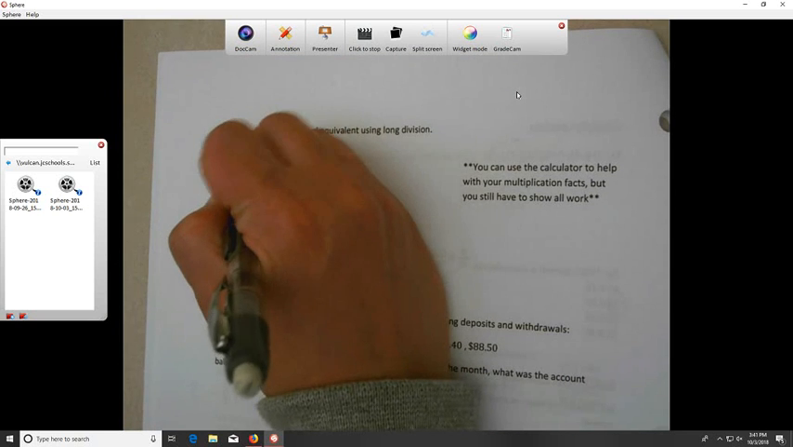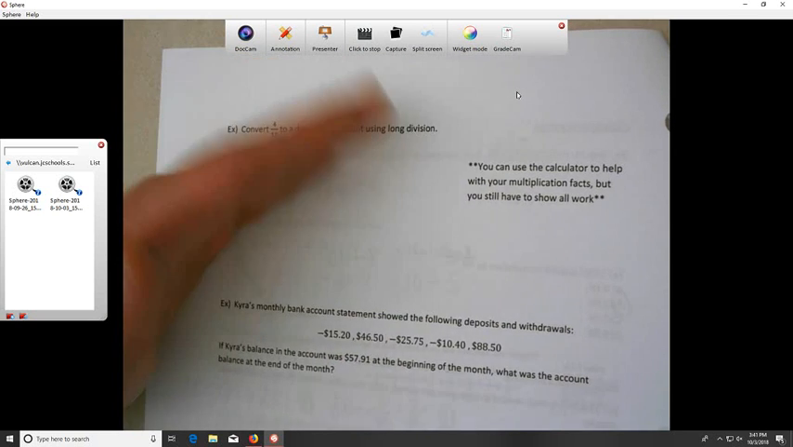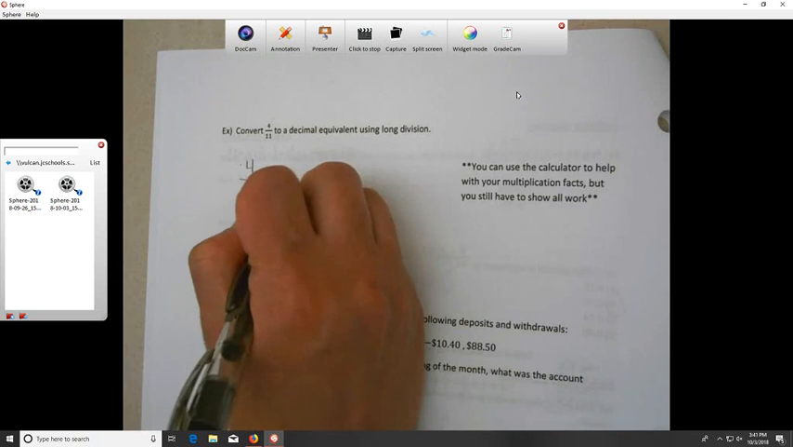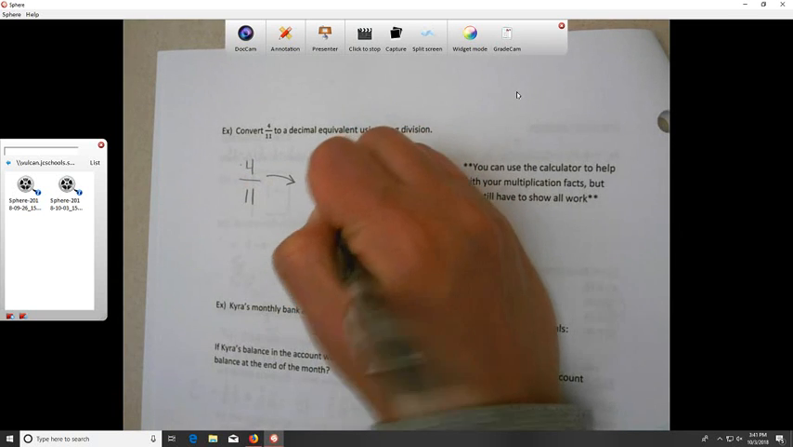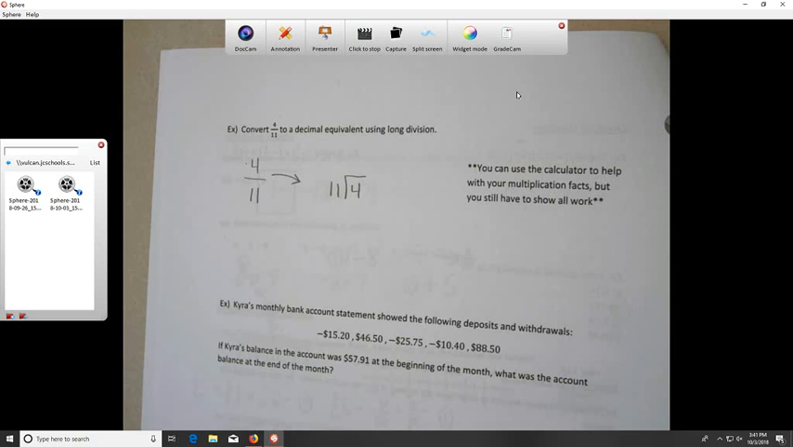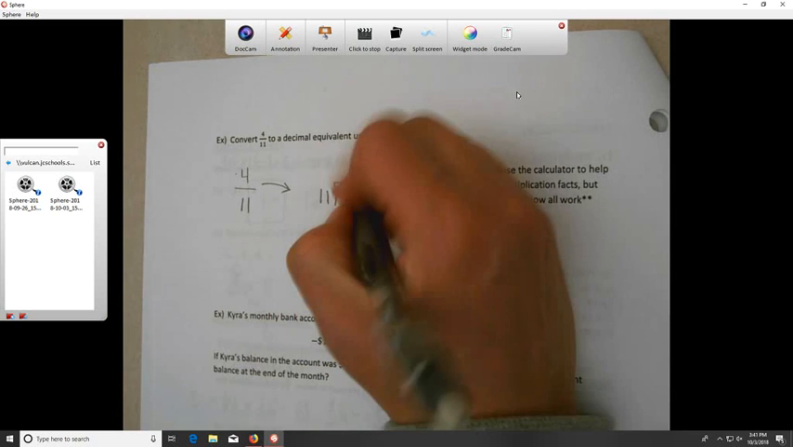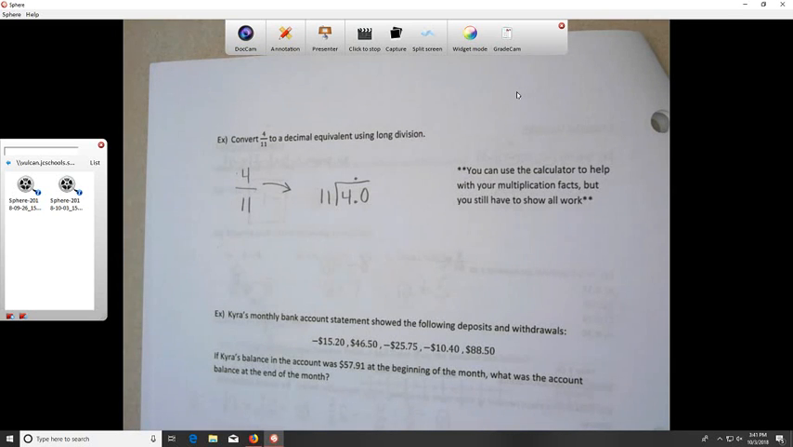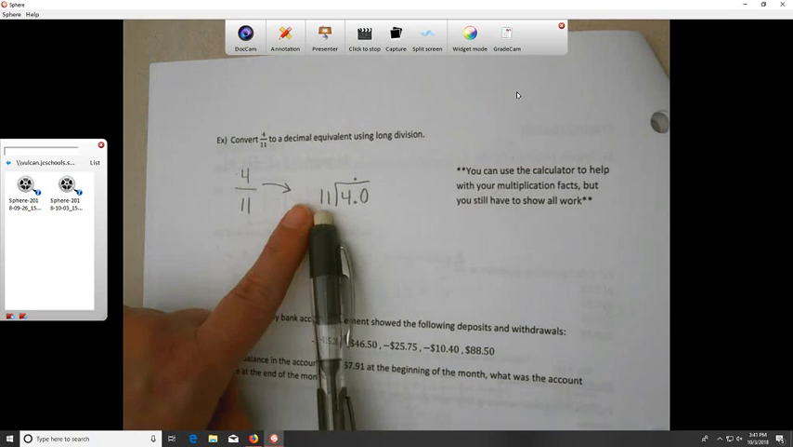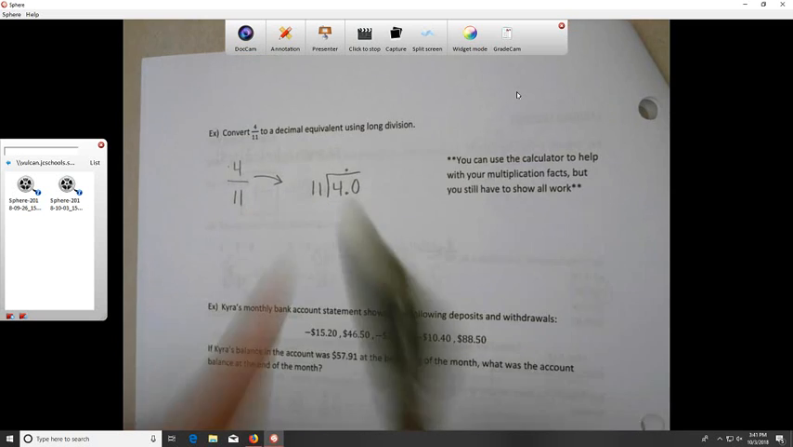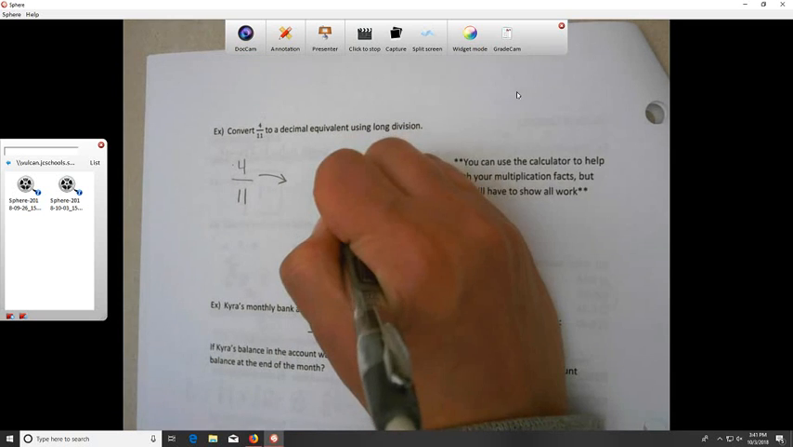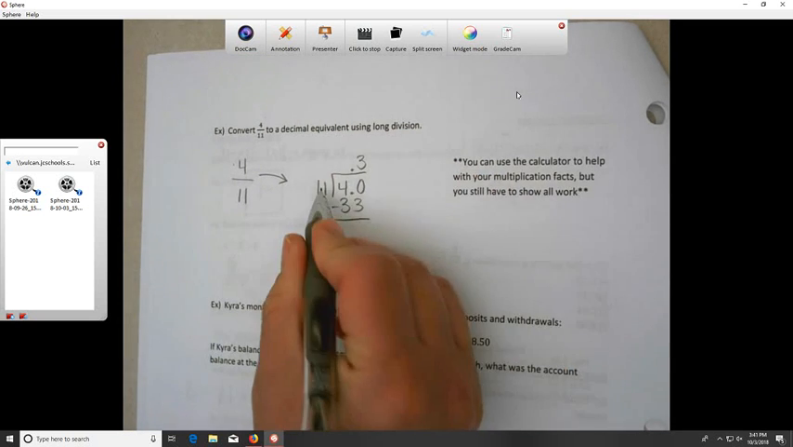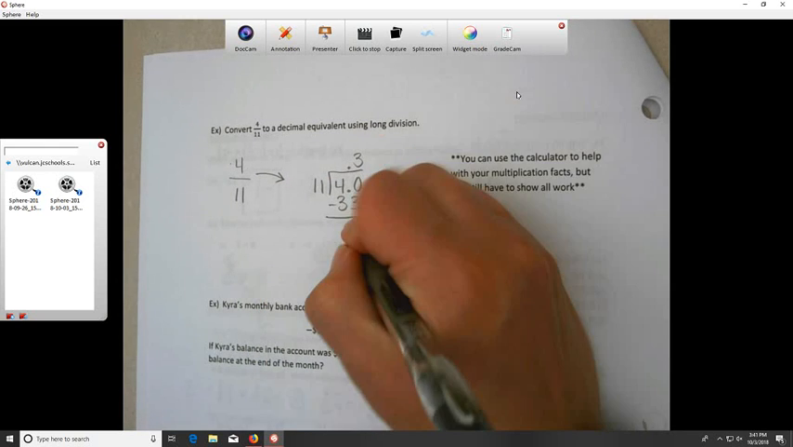If I picture taking this fraction and tipping it over on its side, the 4 would end up inside and the 11 would end up on the outside. 11 can't go into 4, so I'm going to add a decimal and a 0 and bring the decimal up into my answer. Now I need to figure out how many times 11 can go into 40. That'll go in 3 times, and 3 times 11 is 33. I subtract and I get 7.